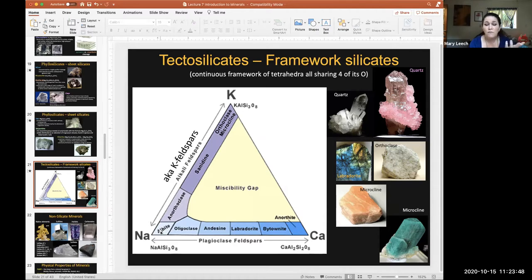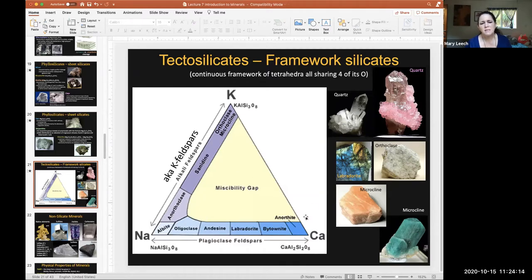It can get really confusing, right? Because it seems like it would be enough to say it's a plagioclase feldspar, but then we give them these names to break down whether it's mostly calcium or mostly sodium. Okay. That's all I want to say about that.